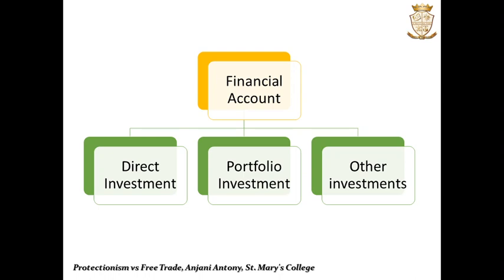Direct investment means a nation is investing, or a company in a nation is investing in another company of another nation. Second one is portfolio investment. Here also a company in our nation is investing in a company of another nation up to 10% ownership only. And third one is other investment. It means taking loans from financial institutions of other nations or taking help from companies situated in other nations, etc. So all types of financial or monetary flows are recorded in this financial account.